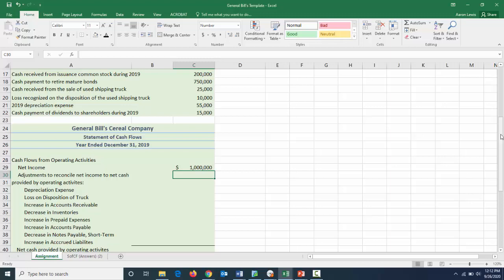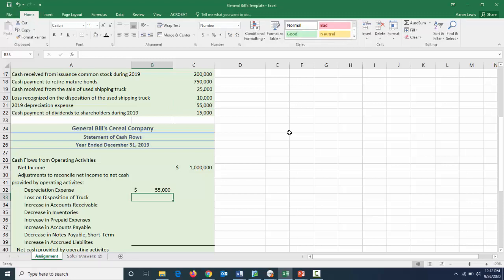Well, we need to adjust it so that it becomes the amount of that income that stemmed purely from cash, and that is our net cash provided by operating activities. The first thing you want to do always is add back in your depreciation expense. So we're going to add in our depreciation expense, and it was $55,000 during the period. If you have any losses or gains, you want to recognize them here.